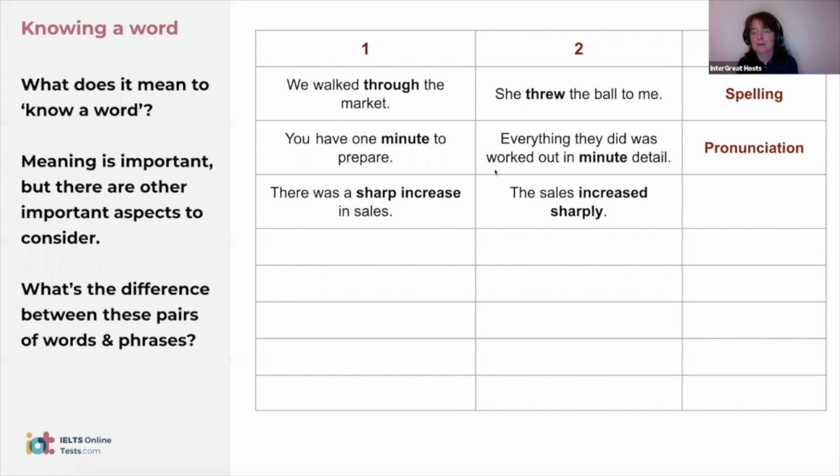Okay, what about the next one? So here the meaning is the same, okay? So what have we changed? Yes, okay, so I mean in this case, adjective and adverb. It's not the tense, they're both in the past simple tense. What are we looking at here?